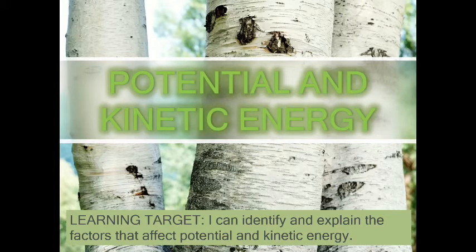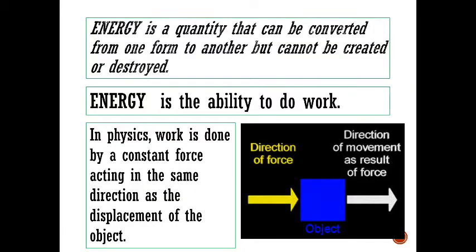Our learning target is: I can identify and explain the factors that affect potential and kinetic energy. Let's first define energy and work. Energy is a quantity that can be converted from one form to another but cannot be created or destroyed. Energy is the ability to do work.